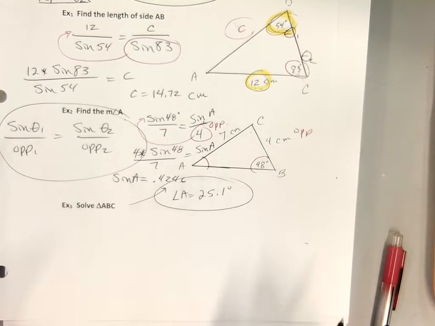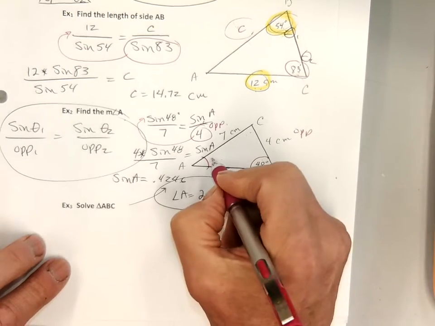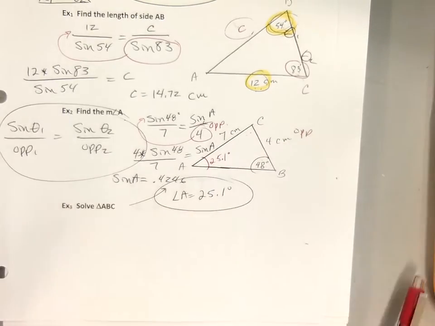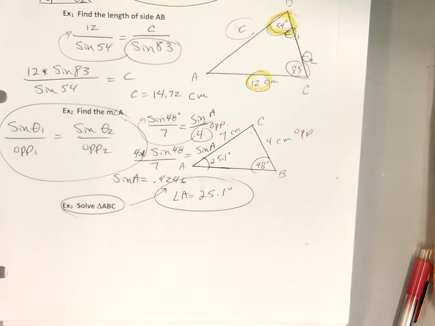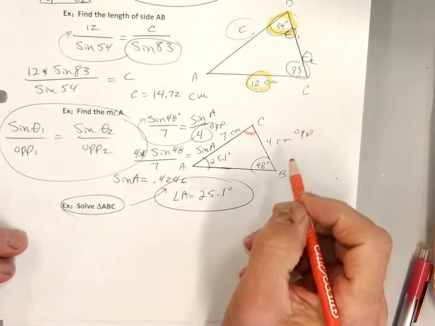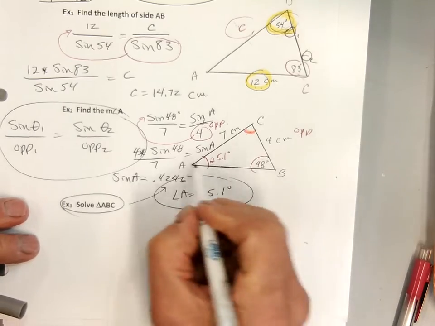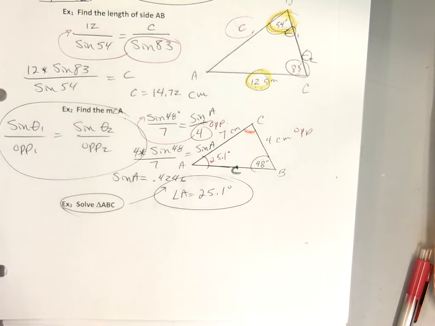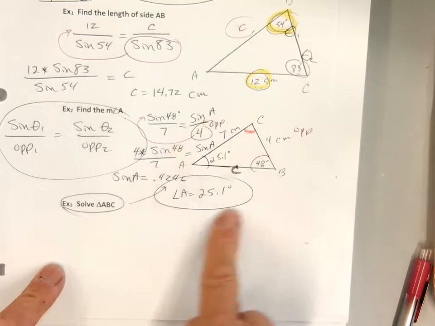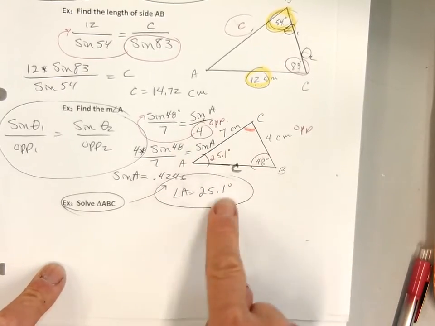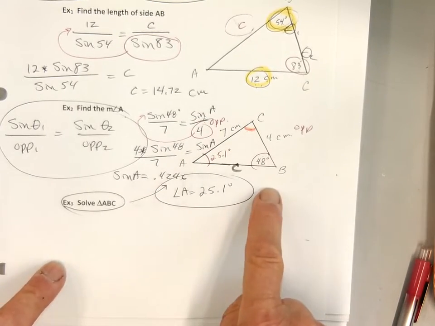Now, let's put that in there, 25.1 degrees. Okay, now it says solve the triangle, so I need to find a few more things. If I look at the triangle, I have a lot, but I don't have everything. I still don't know angle C. That's easy. And I don't know the value of what I call little c, which is this side here, AB. Well, if I have to solve it, I need all angles and all sides.